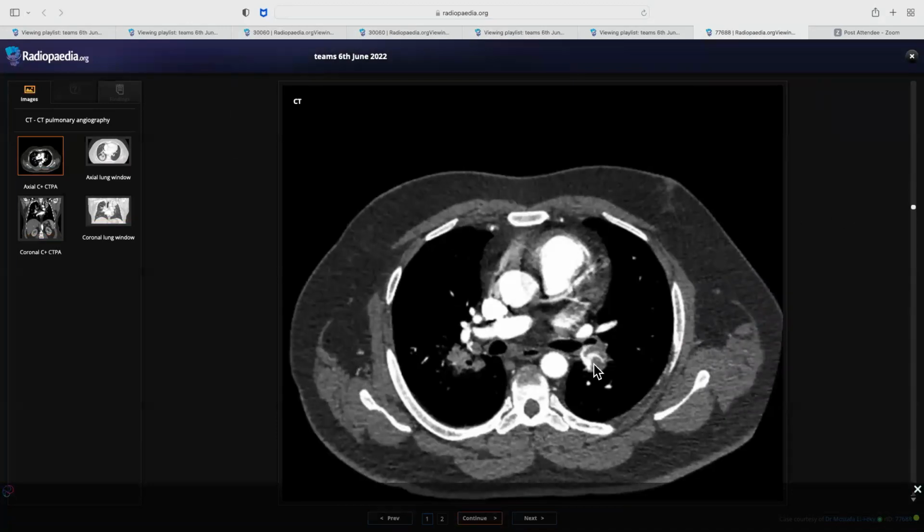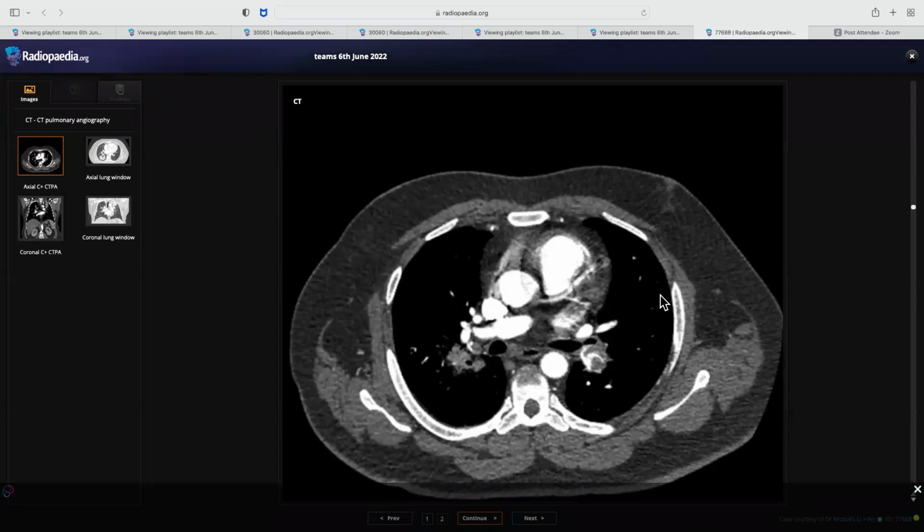However, I see some filling defects in the main pulmonary arteries on both sides, going to the segmental branches. This hypodense filling defect is suggestive of acute pulmonary embolism. I would review these findings also in the lung window to check if there is any associated lung infarction. So this is an emergency. I will convey these findings immediately to the referring physician to start the proper management for pulmonary embolism and check for any underlying pathology like deep venous thrombosis of the lower limbs.